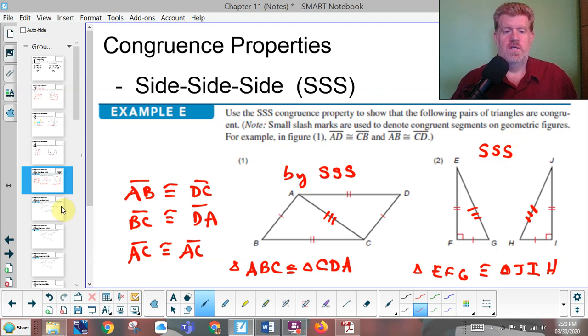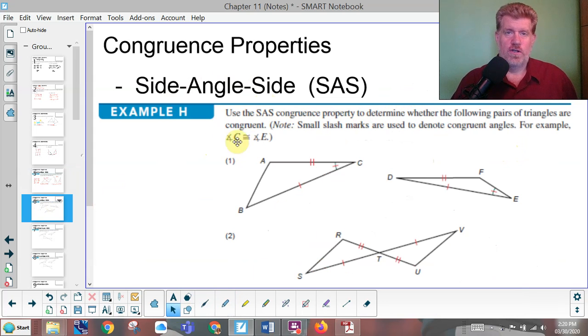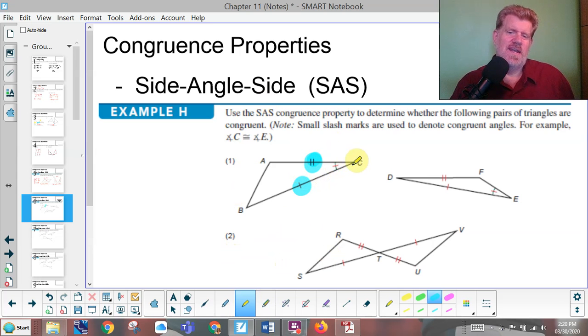It works. The next one, side, angle, side. So if you have side, angle, side, that means you have 2 sides and an included angle. What that included angle means is that if you start with a side, and you have 2 sides that you're using, the angle must be between them. It must be the angle that connects both of those sides. This is side, angle, side. And the thing is, if you do another triangle that has a side, angle, side, they have to be the same.